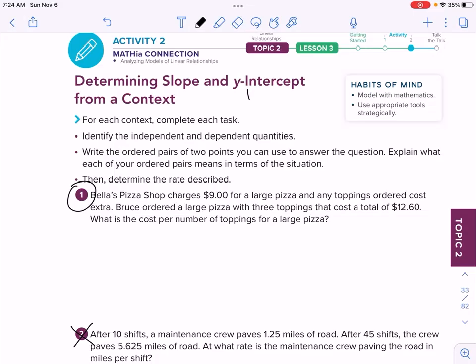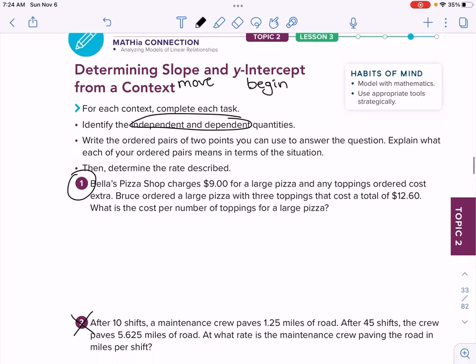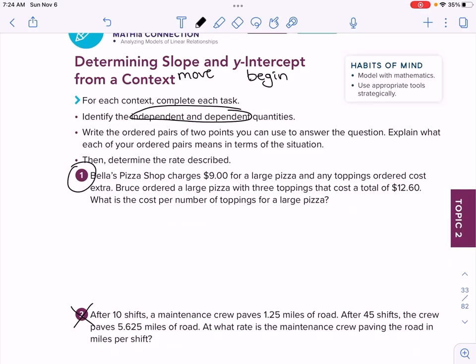And again, I want you to think of the y-intercept as where we begin, the slope as how much we're moving, meaning how much we're increasing and decreasing. So a couple of things that it's asking us. For each context, complete each task: we're going to identify the independent and dependent variables. We're going to write the ordered pairs of 2 points and explain what each ordered pair means. So we're going to write a sentence there, and then we're going to determine the rate.